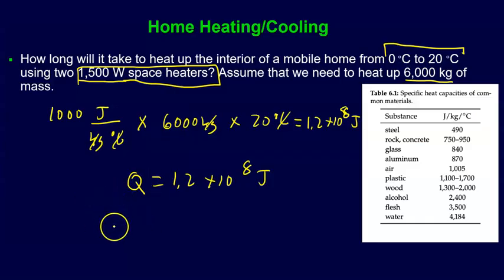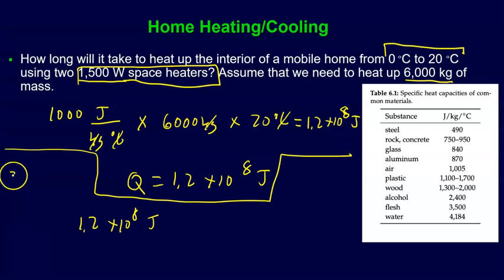All right, and so this is joules, and I'm going to start with this number, 1.2 times 10 to the 8 joules. Now, if we look at our space heater, it's going to have 3,000 watts, because there's two of them. And what is a watt? A watt is a joule per second. So I can invert that and think 1 second per 3,000 joules. Basically this heater gives us 3,000 joules of energy every second.